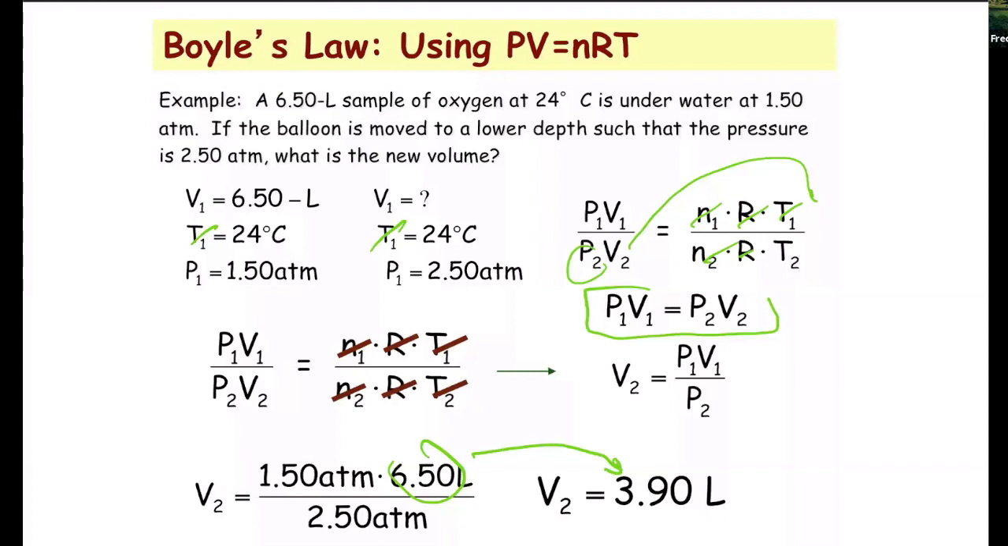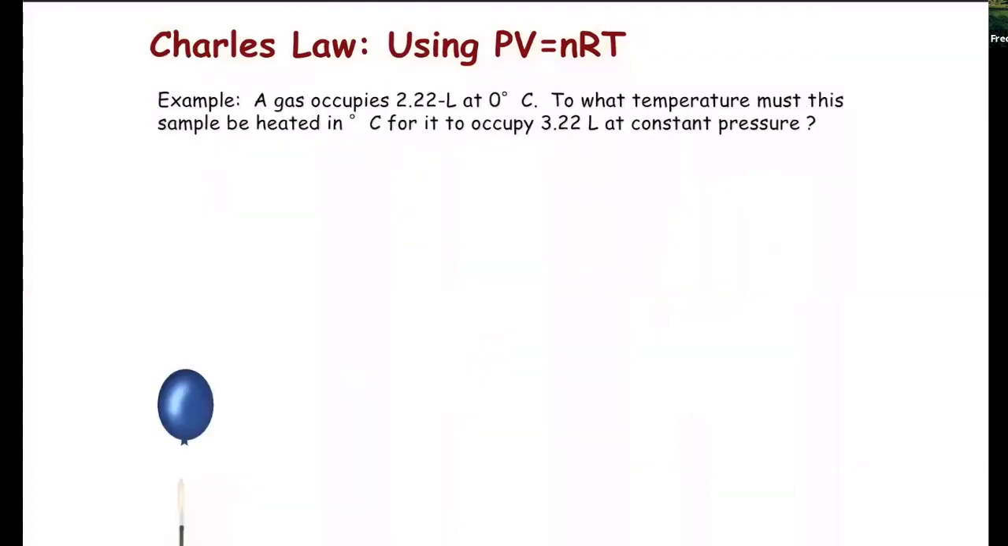Let's move on. Here's Charles' law, again through PV equals nRT. A gas occupies 2.22 liters at 0 degrees Celsius. To what temperature must the sample be heated to occupy 3.22 liters at constant pressure? So delta P and delta N are both equal to 0. That is Charles' law. Let me just show you how that works.